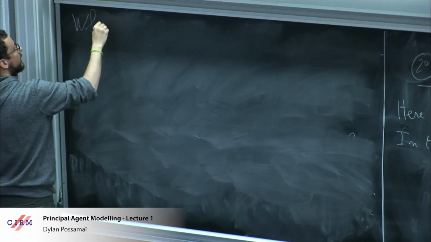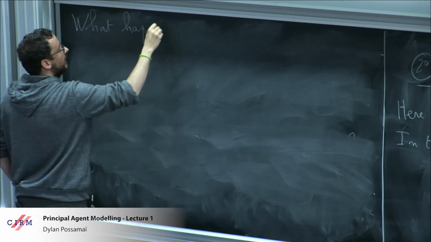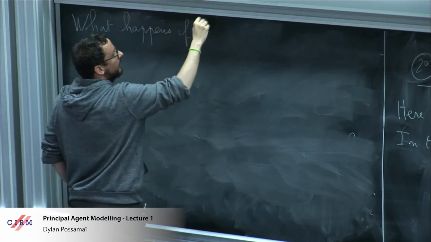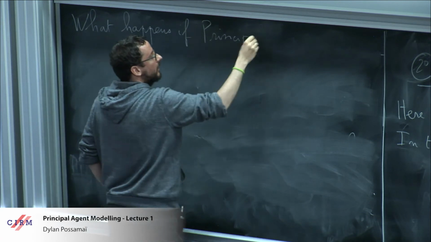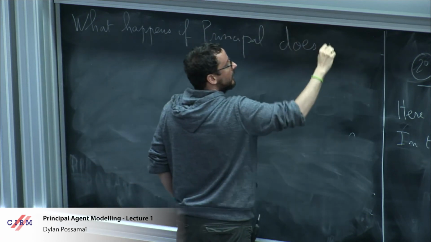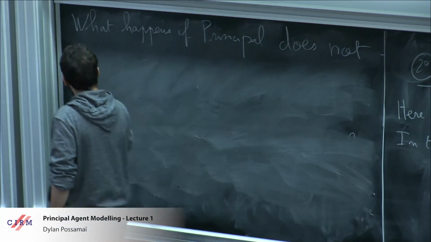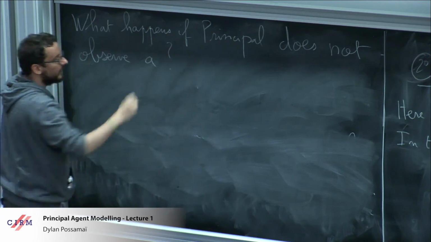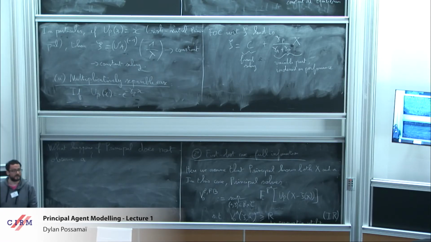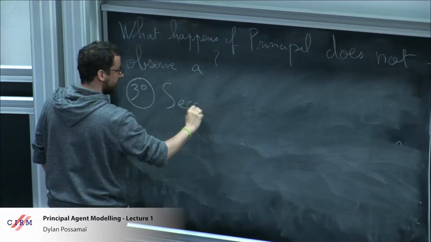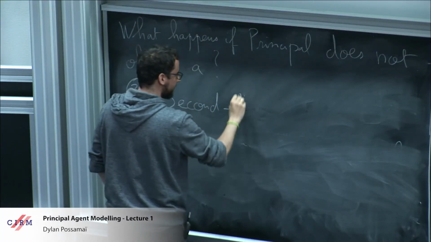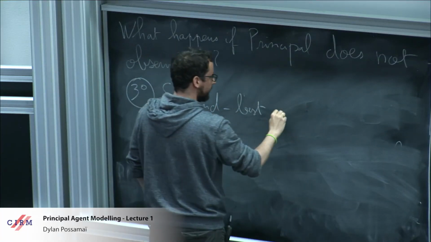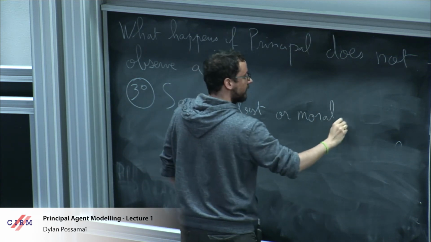So now the next question is what happens when the principal does not observe the efforts made by the agent. So now this is the case that's usually called second best, or also moral hazard.